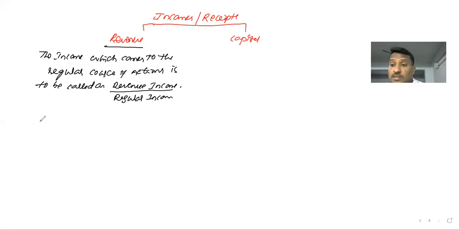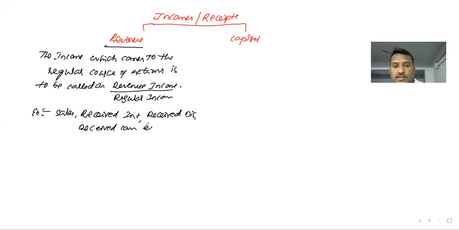So when the incomes come from the regular course of actions, regular source of actions, they are called revenue incomes. For example, sales is the main income source of the business. That is the regular income, that's why it is considered revenue. And received interest, received discount, received commission, etc. So when it comes regularly, these are all called revenue.